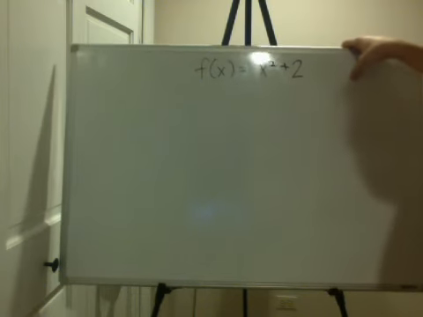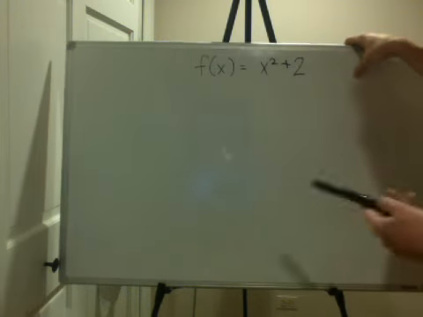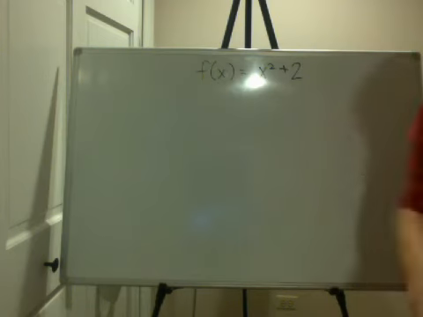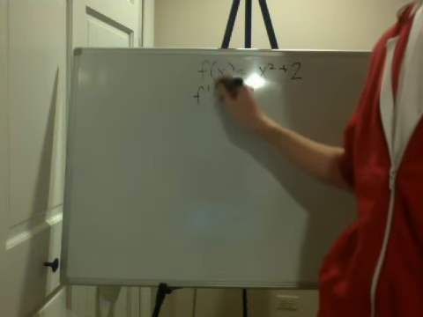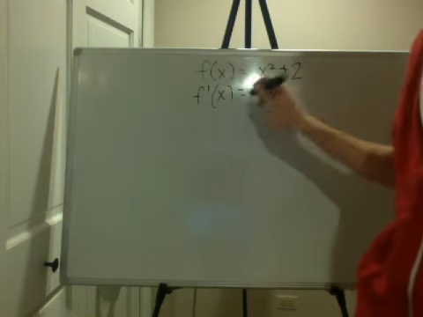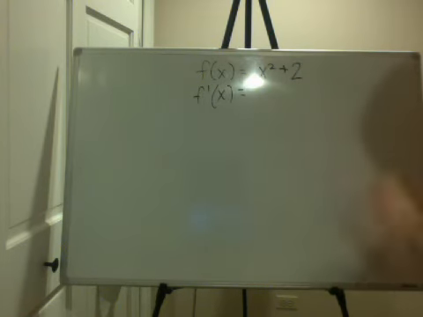So let's say you have the function f of x equals x squared plus 2. And just a quick review, the derivative, which is notated as f prime of x, is basically just a graph that is all the slopes of x squared plus 2.